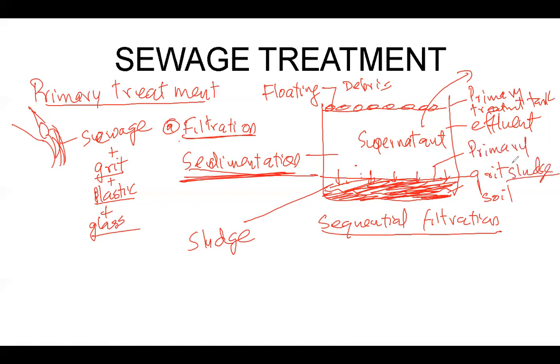So what do you find in primary sludge? The solid particles settle down. This is known as primary treatment. And the water on the top, a little more clear water, is called supernatant. Supernatant is sent for secondary treatment.